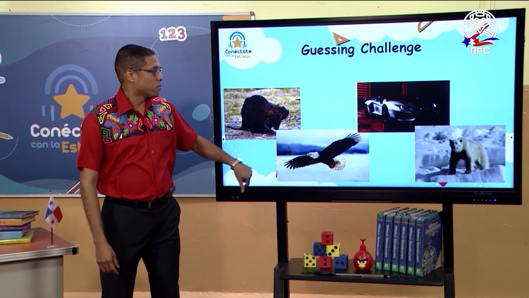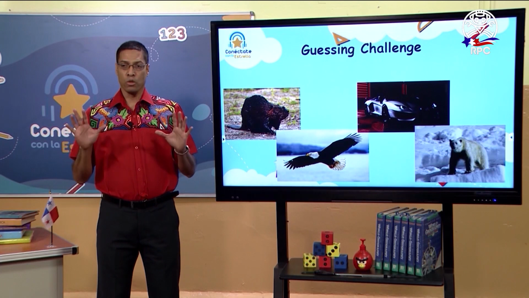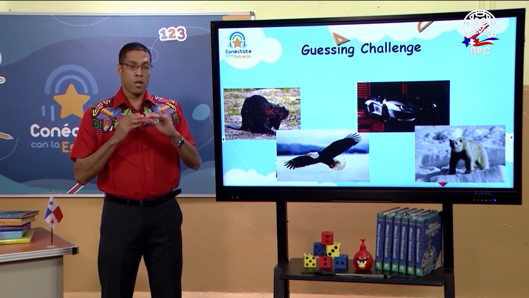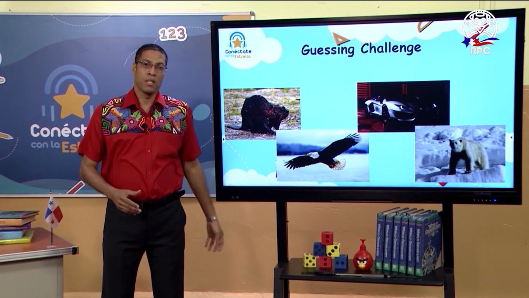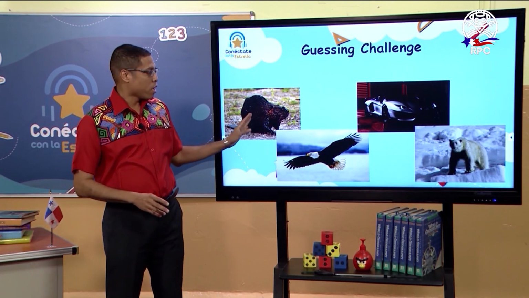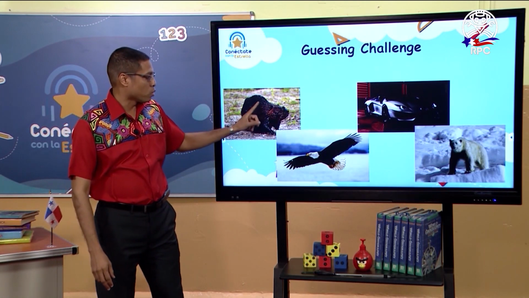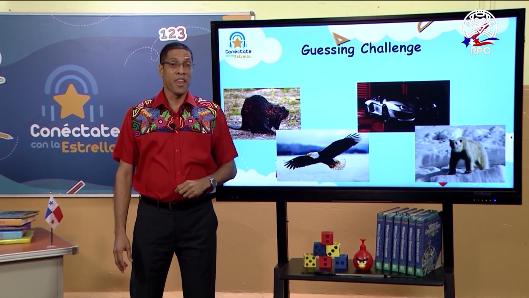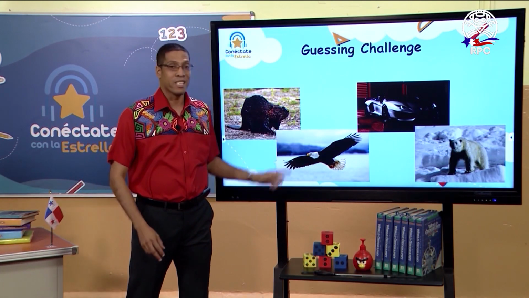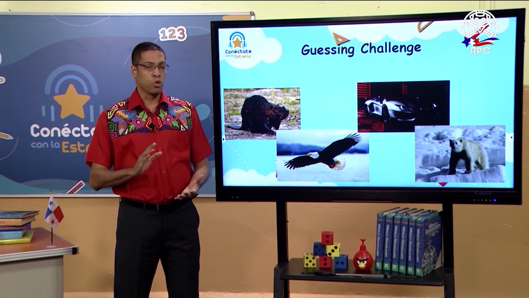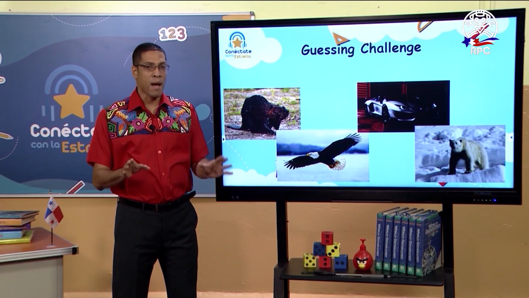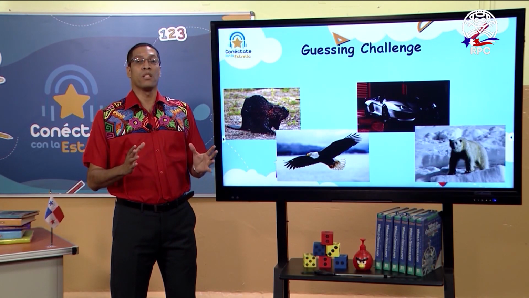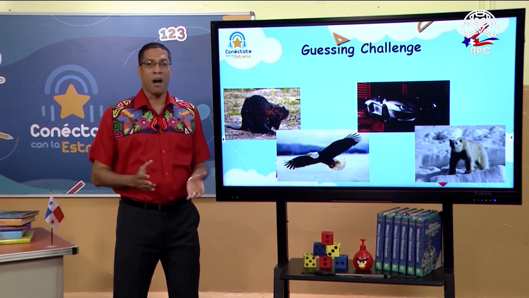Okay, guys, before we get started, we're going to continue with our guessing challenge. Remember, these challenges have rules. The first rule is you need to count the 4 images that you have here: 1, 2, 3, 4. Then you have 1 image that is different from the other ones. So you need to guess which image doesn't match the other ones on the screen. And then at the end you need to tell me what all these images have in common.